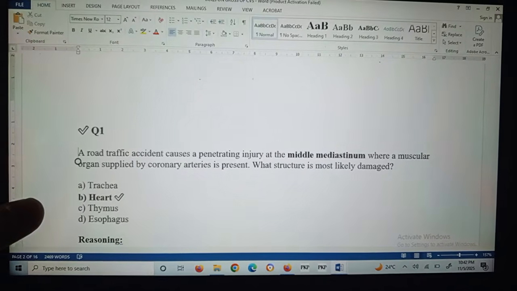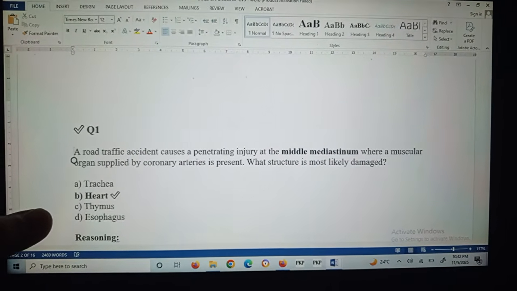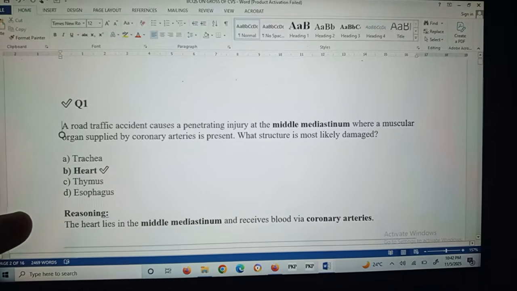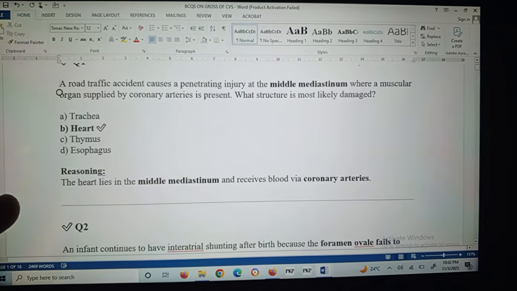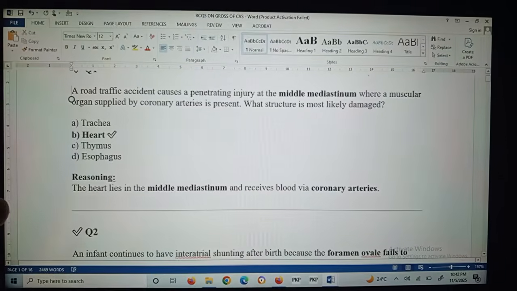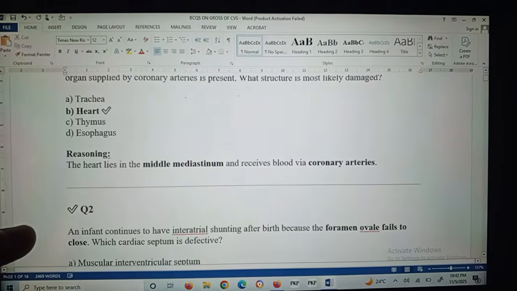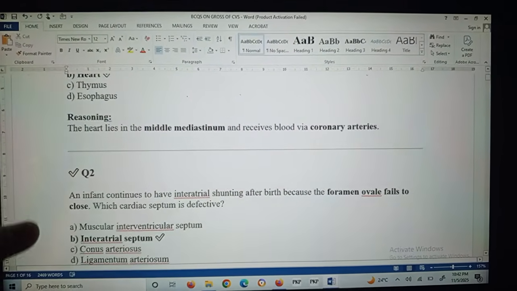Bismillahirrahmanirrahim. These are a few important questions regarding the CVS, or the heart. A road traffic accident causes a penetrating injury in the middle mediastinum, where a muscular organ supplied by the coronary arteries is present. Which structure is most likely damaged? It is the heart. It lies in the middle mediastinum and it receives blood from the coronary arteries.